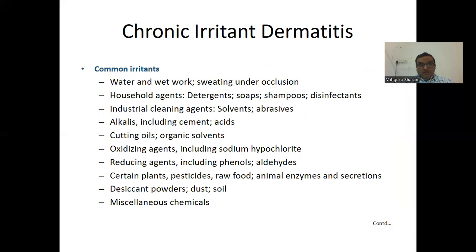Chronic irritant dermatitis can be caused by water and wet work, sweating under occlusion, household agents like detergents, soaps, shampoos, disinfectants, industrial cleaning agents like solvents and abrasives, alkalis including cements, acids, cutting oils, organic solvents, oxidizing agents like sodium hypochlorite, reducing agents like phenols and aldehydes, certain plants, pesticides, raw food, animal enzymes and secretions, desiccant powders like dust and soil, and miscellaneous chemicals.